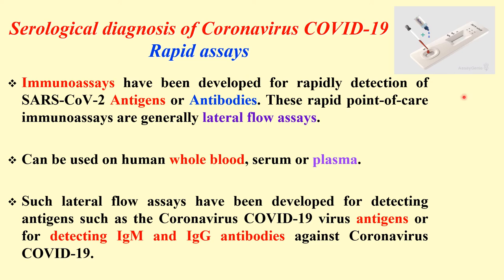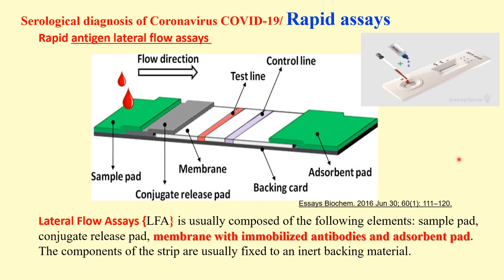What you see here in this diagram is one of the rapid tests that we are using in order to establish a diagnosis of coronavirus COVID-19, or we can call it a supplementary test to establish a rapid diagnosis of coronavirus COVID-19. This slide demonstrates the principles of the rapid assays, or the rapid antigen lateral flow assay.